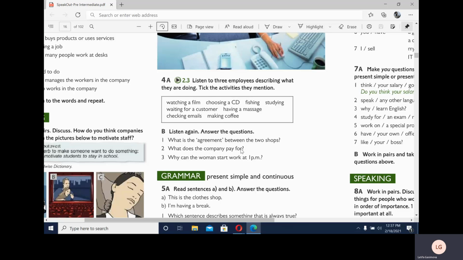So what does the company pay for? So the company pays for courses, right? Online courses that their employees are taking.